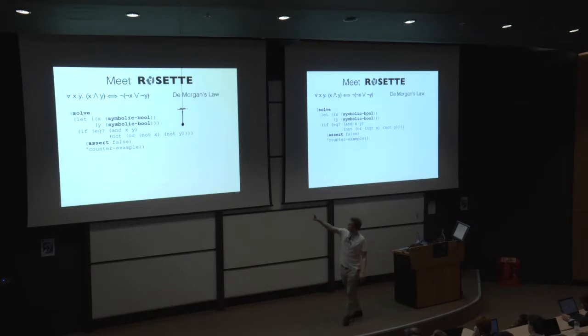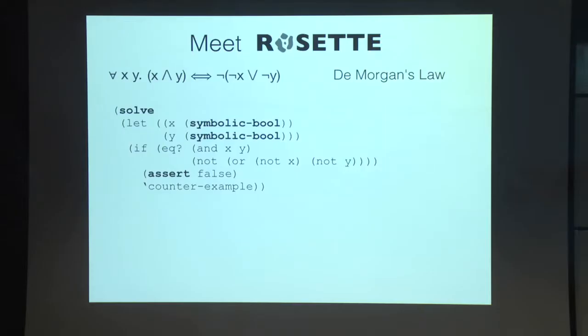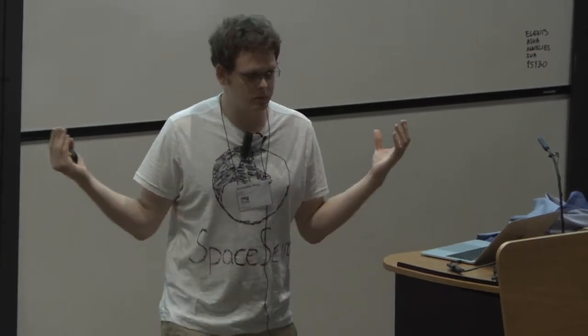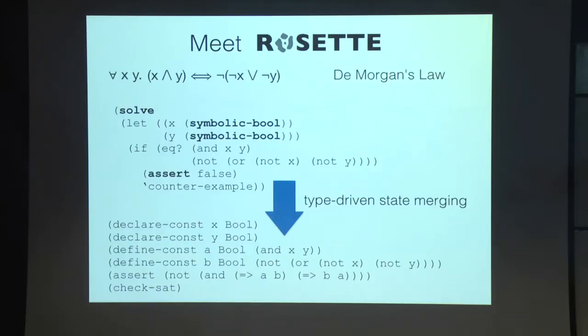But essentially what we're going to do is we're going to assert false whenever they're equal. And this is a little tricky, right? We're asserting false in the case where things are going right. And if things aren't going right, we're going to return a counterexample. And solve is going to try to assign x and y such that we're not getting any assertions. So this is only going to work when there is actually a counterexample. Okay. Now that we have this Rosette program, there is an algorithm called type-driven state merging that allows us to actually translate this to an SMT query.